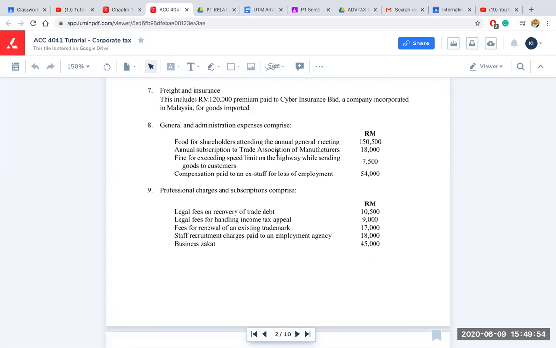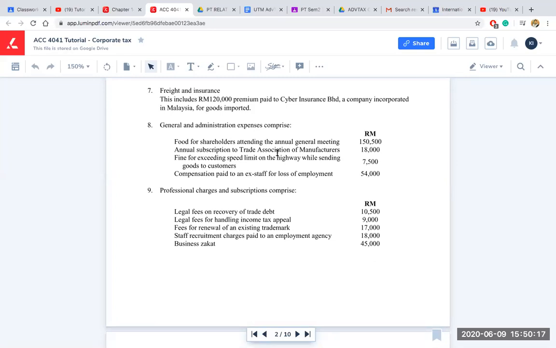Okay, madam. So, now we go to number 8. We have general and administration expenses comprised of share food for shareholders attending the annual general meeting. So here, for item number 1, anything to do with shareholders is not allowed. Shareholders, AGM, or printing of brochures, alright?